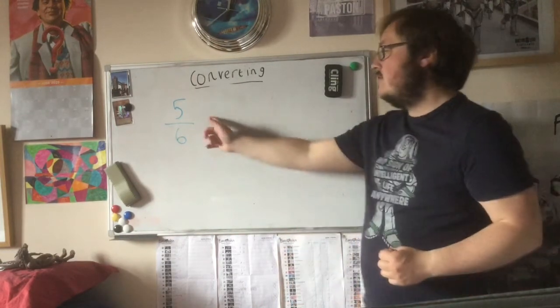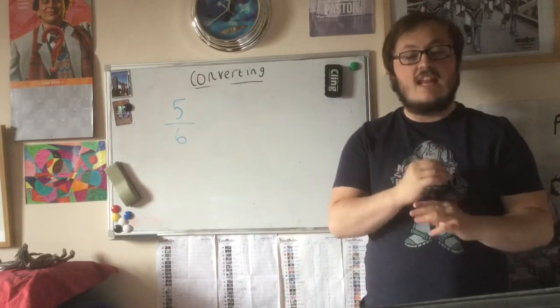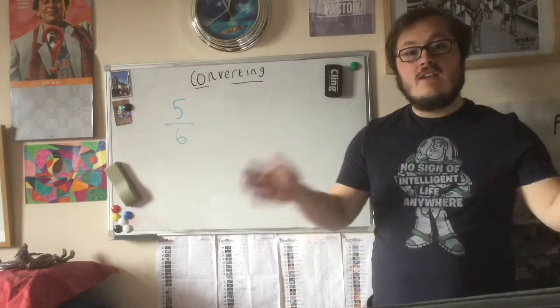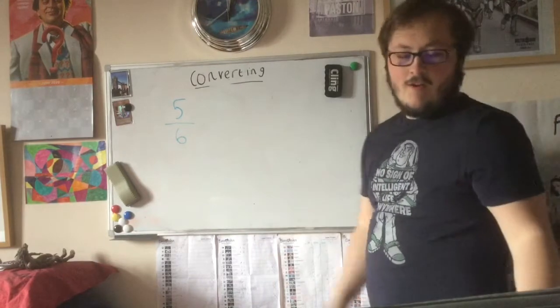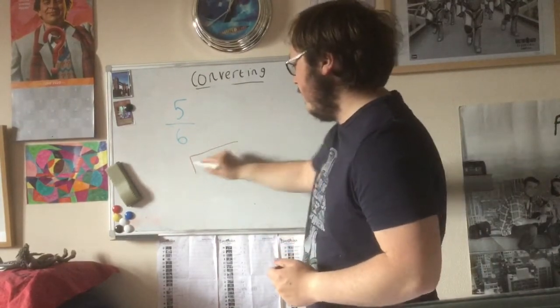Let's see. So I want to turn 5 over 6 into a percentage. How do I do it? Well, step 1, I turn it into a decimal. I know, spoiler alert. So let's turn 5 over 6 into a decimal. So I'm going to do my bus stop method.